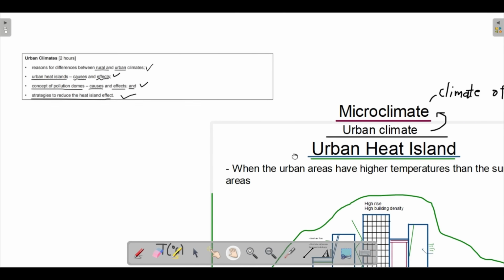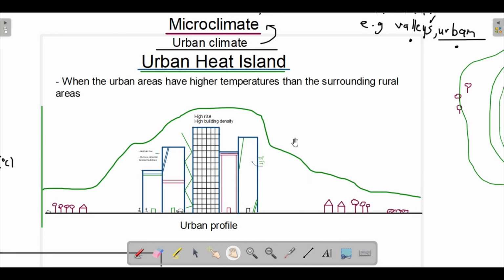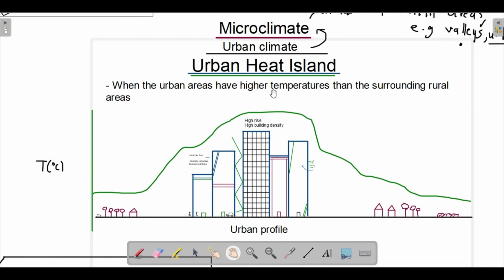Without wasting any time, guys, let's get on to it. Urban heat island is quite a simple concept, because it's really when urban areas have higher temperatures than the surrounding rural areas. It's as simple as that.